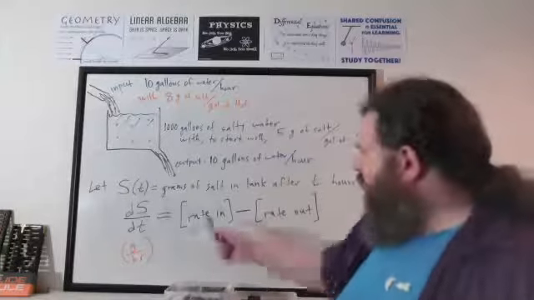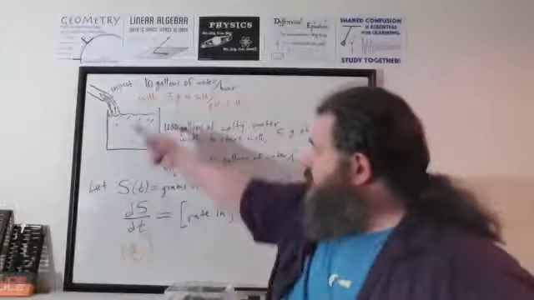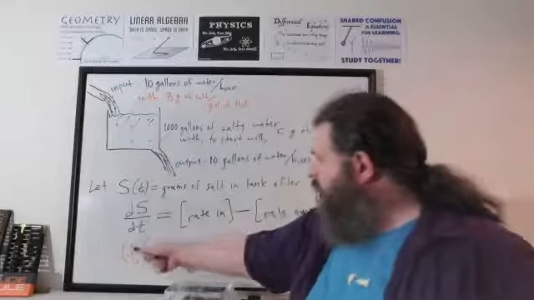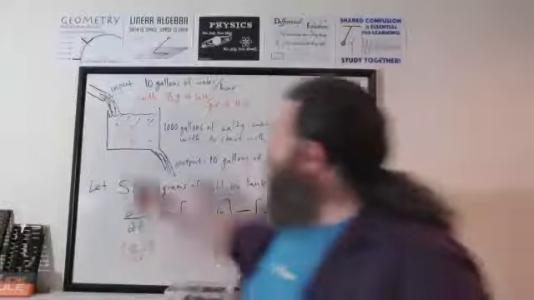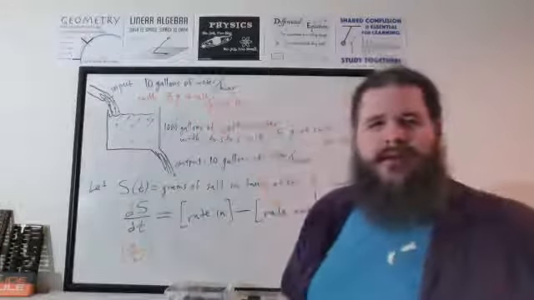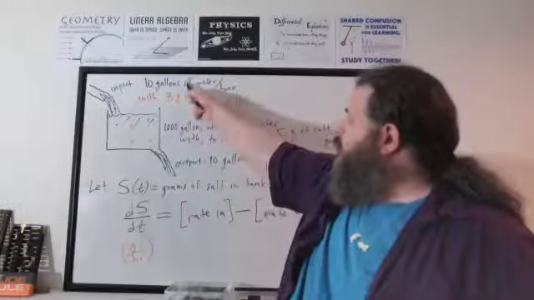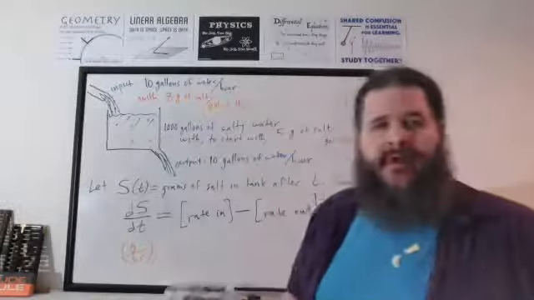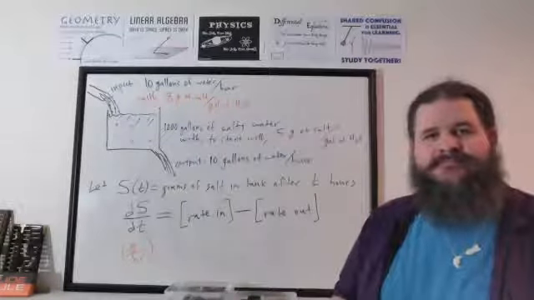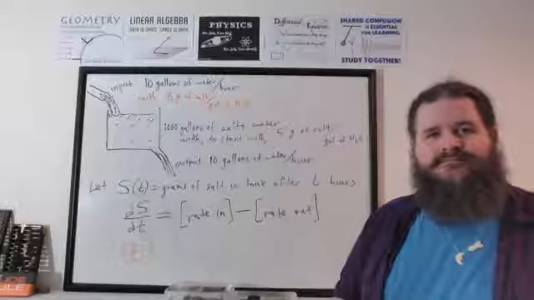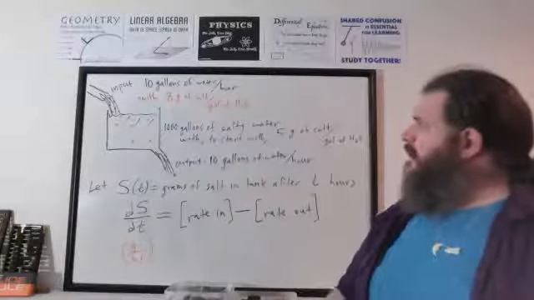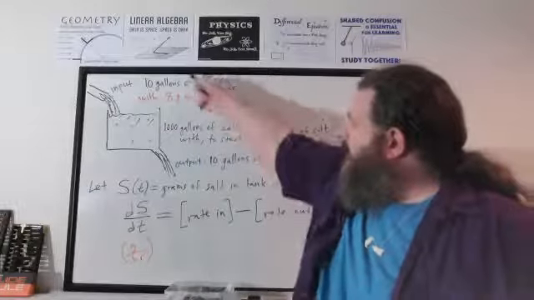So let's try actually writing out rate in and rate out for this situation right here. Ideally, we want these to be measured in grams of salt per hour, but we have an inflow rate measured in gallons of water per hour. So how can we change gallons of water per hour into grams of salt per hour? We could do some dimensional analysis. Yeah, because gallons of water per hour, that's gallons over hours.